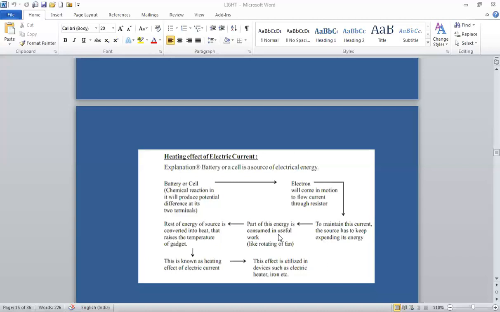Part of this energy is consumed in useful work, like rotating a fan, running motors, a TV, a washing machine, and so on. The rest of the energy of the source is converted into heat, which raises the temperature of the gadget.